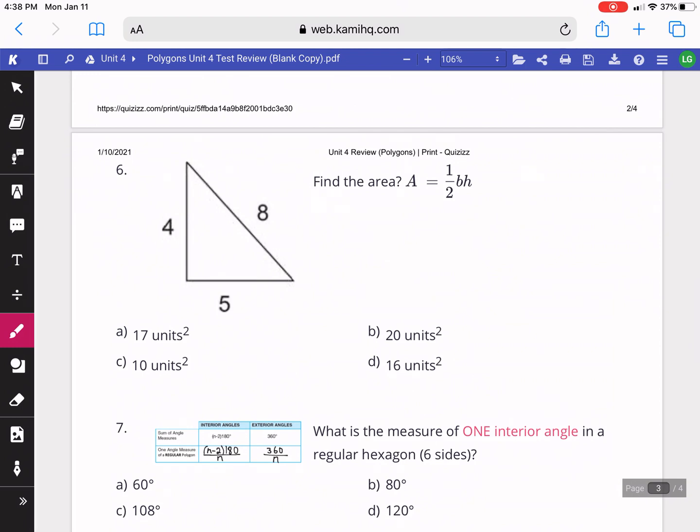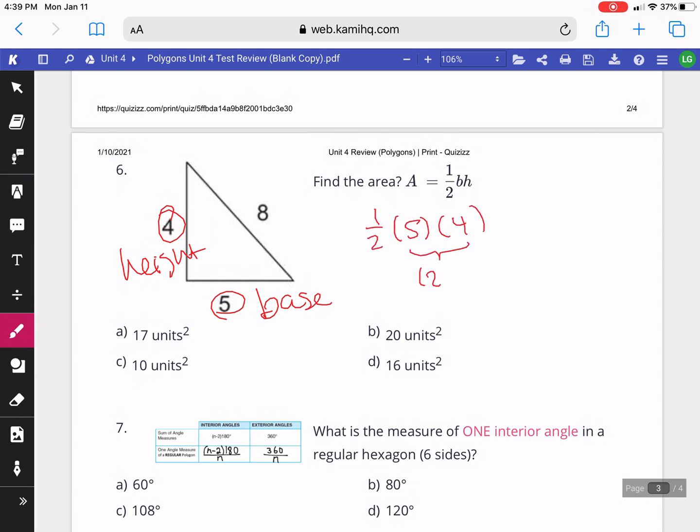That next picture wants us to get the area of a triangle. When you're finding the area of a triangle, you use 1/2 base times height. Here the base is the bottom piece. So this part right here is my base. And 4 would be my height. So 1/2 times 5 times 4. 5 times 4 is 20. 1/2 just means you're dividing by 2. So 20 divided by 2 comes out to 10 units.